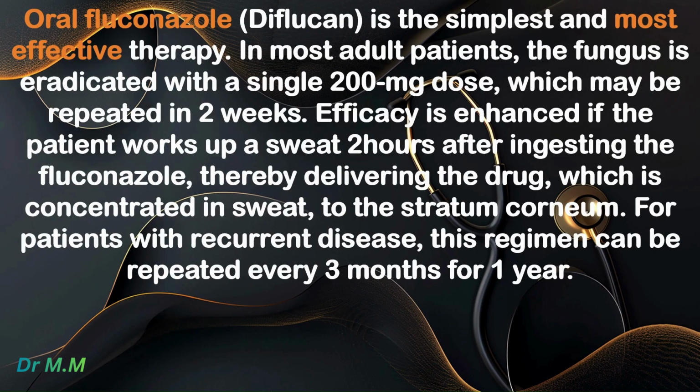Oral fluconazole (Diflucan) is the simplest and most effective therapy. In most adult patients, the fungus is eradicated with a single 200 mg dose, which may be repeated in 2 weeks. Efficacy is enhanced if the patient works up a sweat 2 hours after ingesting the fluconazole, thereby delivering the drug, which is concentrated in sweat, to the stratum corneum. For patients with recurrent disease, this regimen can be repeated every 3 months for 1 year.